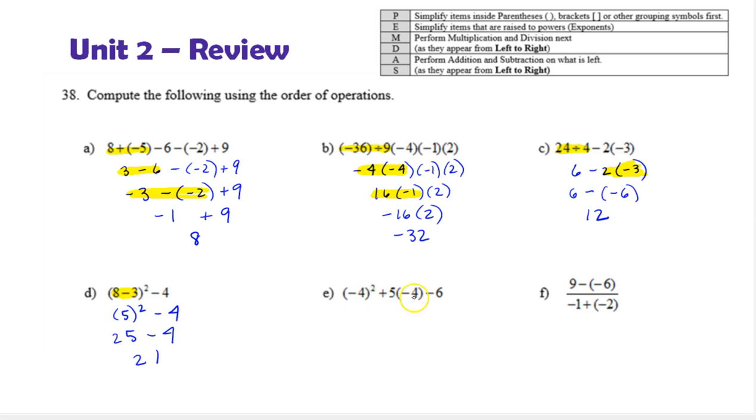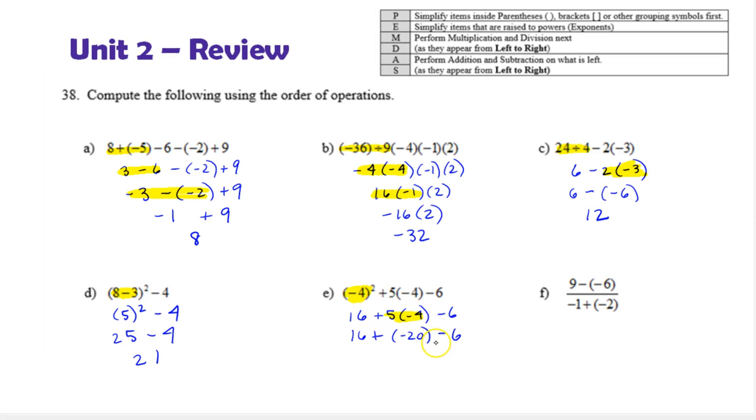First, there are no parentheses. There's parentheses for juxtaposition showing multiplication and exponents, but there's no operations in parentheses. So first we start with our exponent. Negative 4 squared means negative 4 times negative 4, which is positive 16. Now we have addition, multiplication, subtraction. Multiplication comes next. So we have 16 plus negative 20 minus 6.